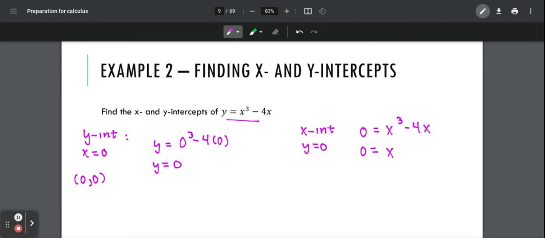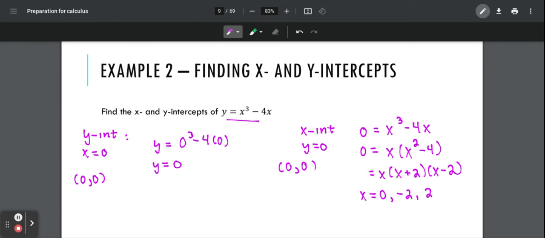We have a GCF of an x, so then we have an x squared minus 4. We know that x squared minus 4 factors into x plus 2 and x minus 2. And so if we were to set each factor equal to 0, we would get our zeros at 0, -2, and +2. So your x-intercepts will be at the origin, at (-2, 0), and at (2, 0). And you should be able to do that without your calculators.